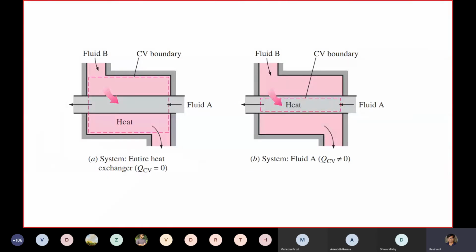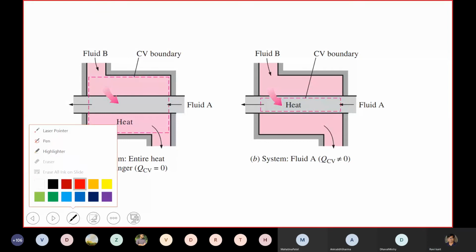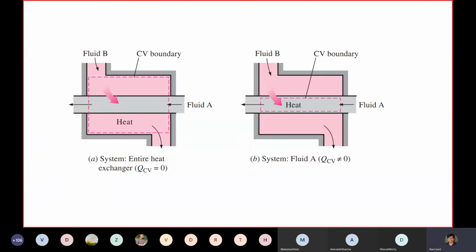Again, what we have done so far is that I have taken my control volume as a whole, when I am doing my energy conservation.